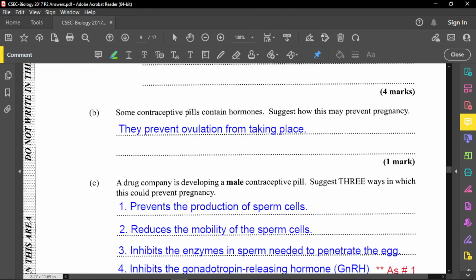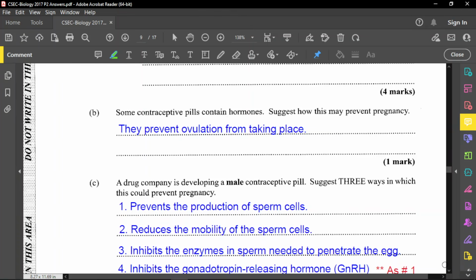All right, so part B is: some contraceptive pills contain hormones, suggest how this may prevent pregnancy. If hormones are present, they prevent ovulation from taking place. That's the general concept for contraceptive pills, to prevent ovulation. It also has other effects, such as increasing the mucus build-up on the cervix to prevent sperm cells from passing through the cervix up into the fallopian tube. So it does a number of things, but one of the major things is really to prevent ovulation from taking place.